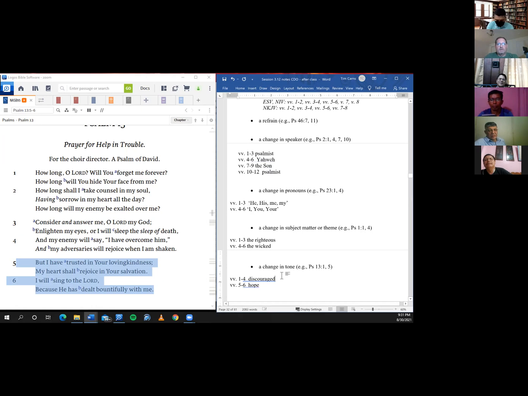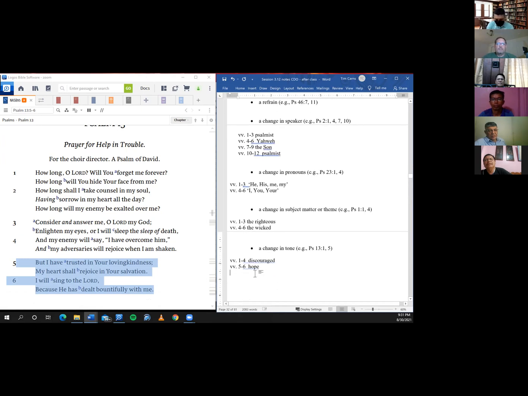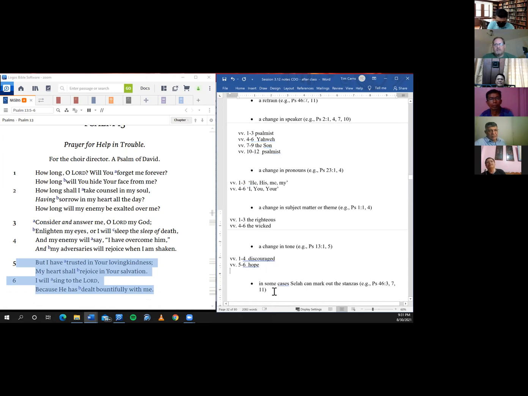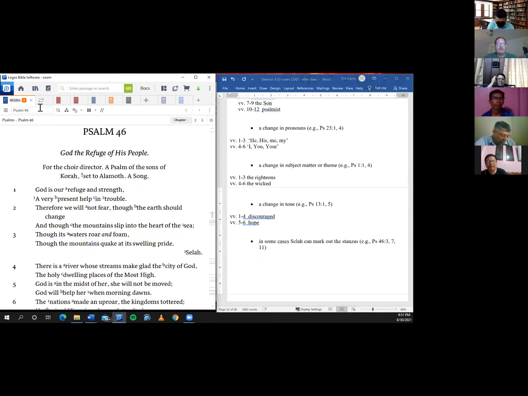Or we could say discouraged, right? And so these are some, oh, sorry, there's a couple more. In some cases, now this is not common, but sometimes that Selah that we talked about before can be used to identify a difference in stanzas. Psalm 46 is a good example of that.